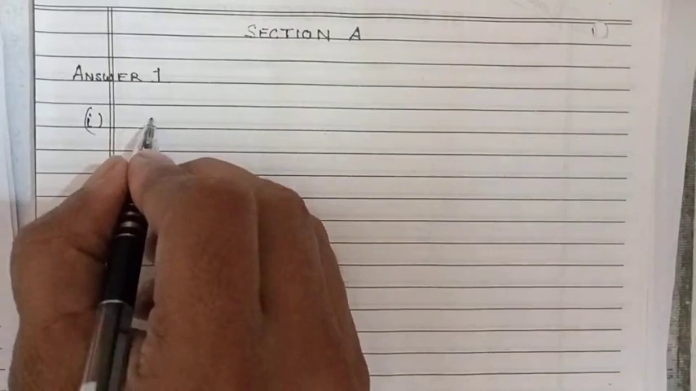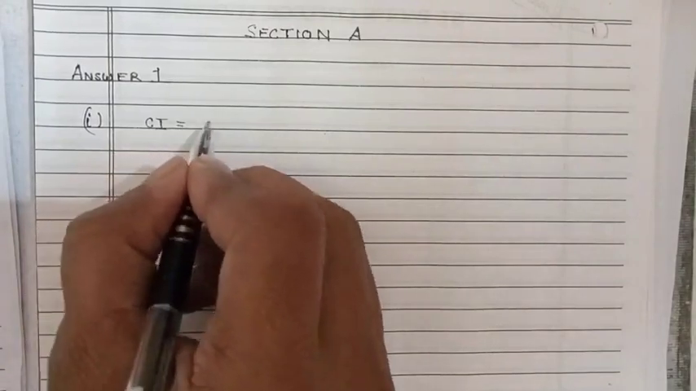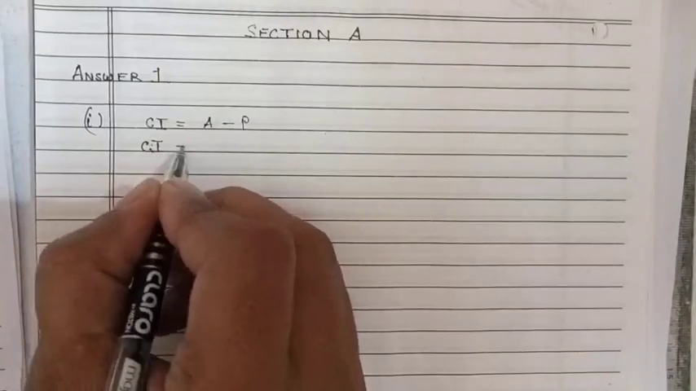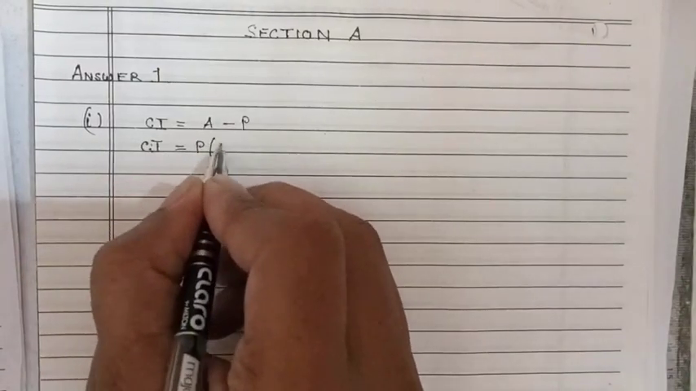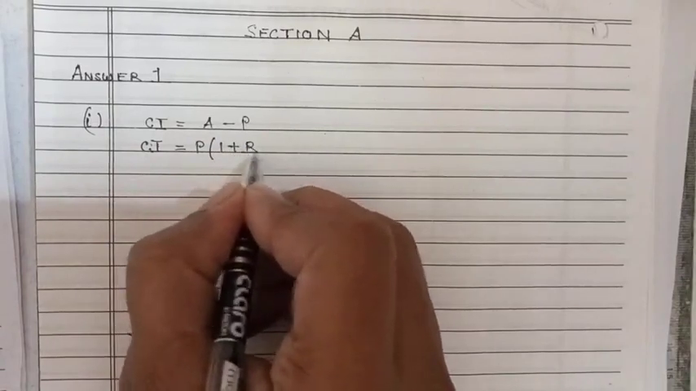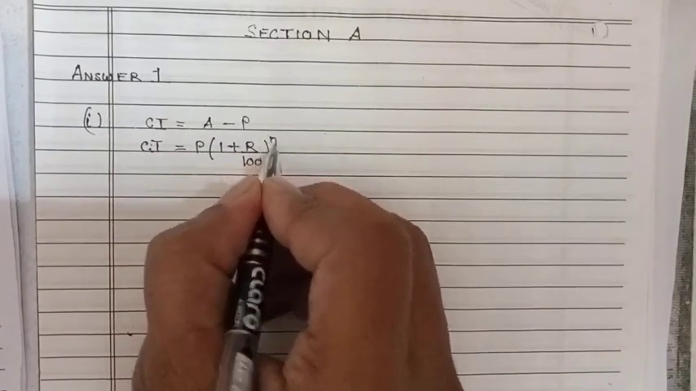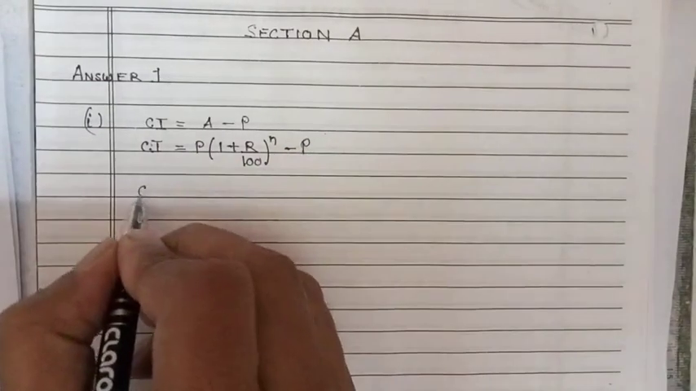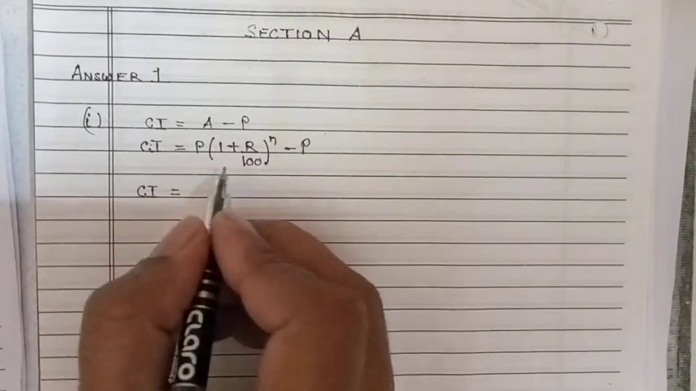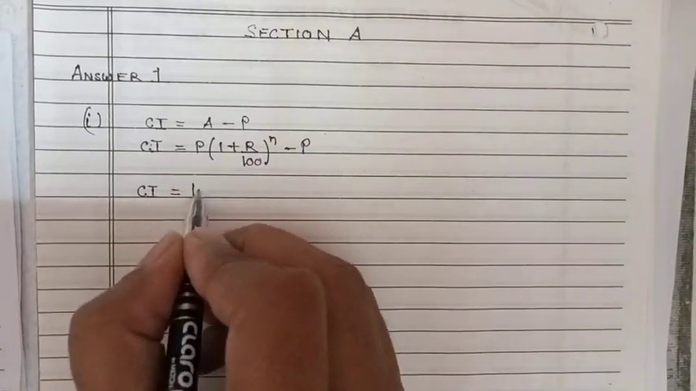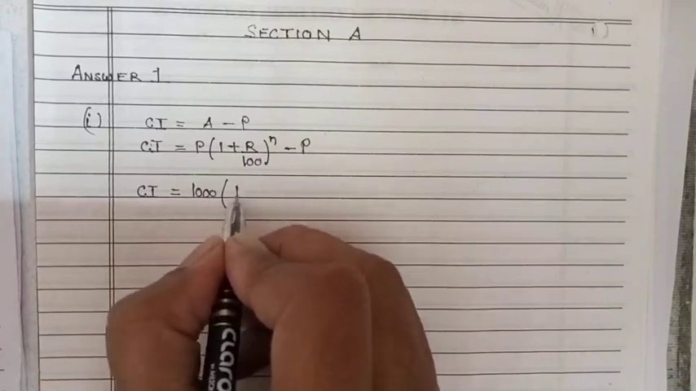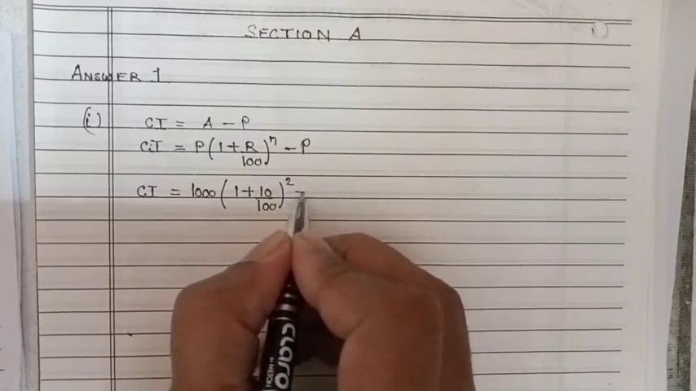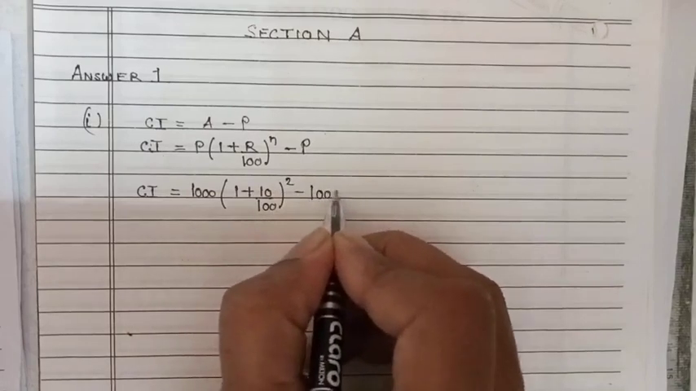Now the basic formula for compound interest is amount minus principal. For amount we can apply the formula yearly one, P(1 + R/100) raised to the power of n. This is the formula for amount, and then minus P. Now let's substitute the values in this formula. So principal given to you is 1000, rate given is 10, time given is 2, and minus P, that is 1000.